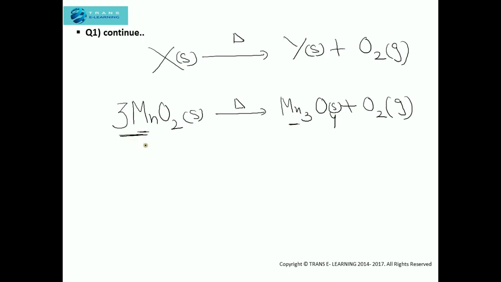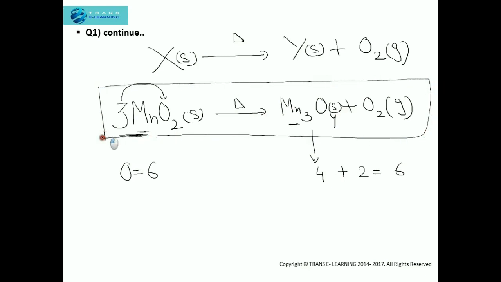Now if we see oxygen, this is 3 into 2 atoms of oxygen, so the oxygen will come out to be 6 atoms here. And in the products, we have 4 atoms of oxygen in Mn3O4 and 2 atoms of oxygen in O2, so this comes out to 6. So oxygen got balanced automatically. So 3MnO2 on heating gives us Mn3O4 plus O2. This is the required balanced chemical equation.